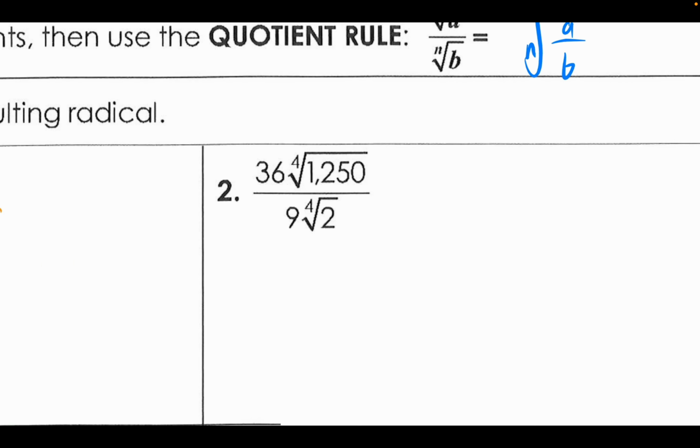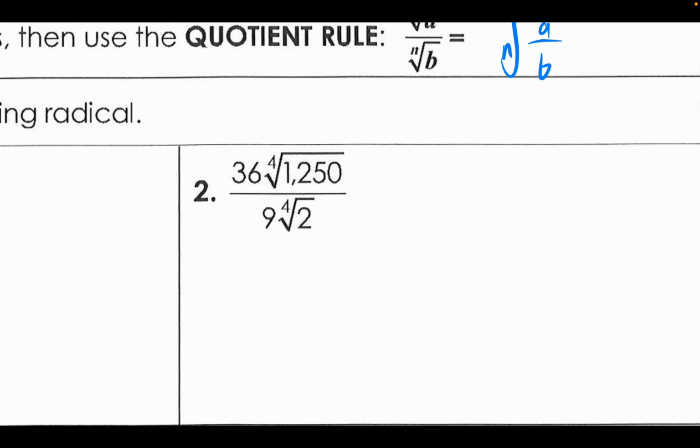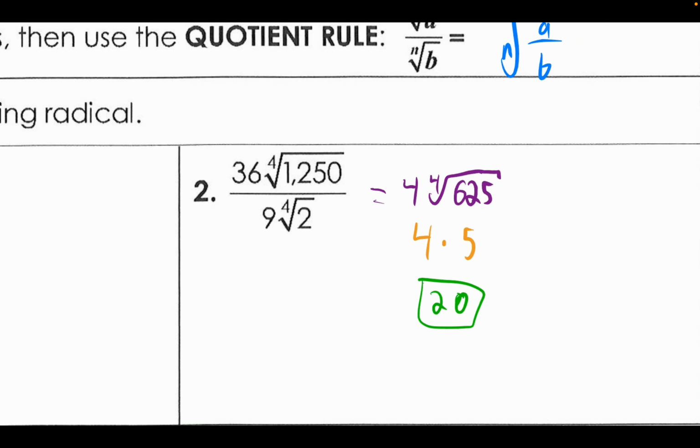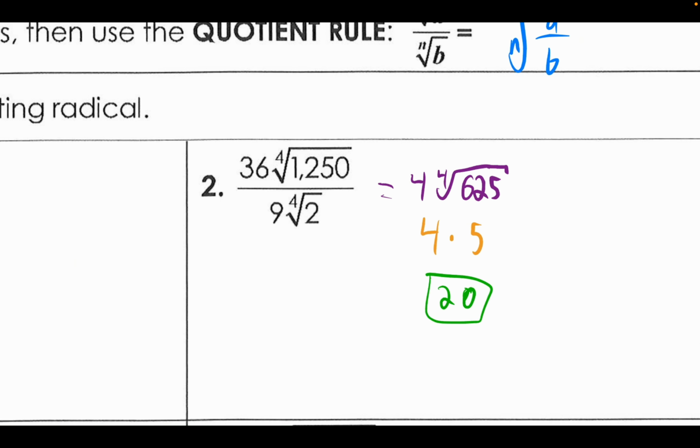On to number 2. Same idea here, we just have fourth roots this time. So we do 36 divided by 9, which is 4. Then we have the fourth root of whatever 1,250 divided by 2 is. It's 625. Now 625 happens to be a perfect fourth. It's 5 to the fourth. So the fourth root of 625 is 5. And 4 times 5 is 20. Moving on to number 3.